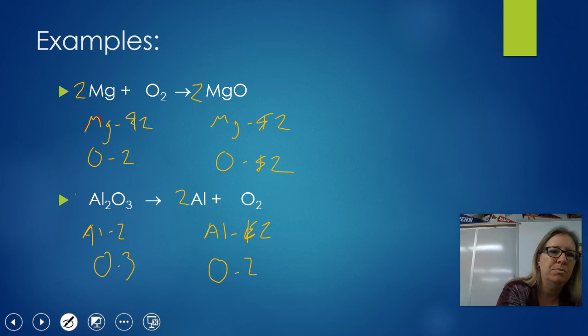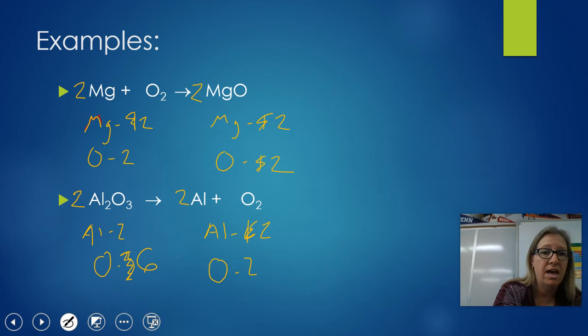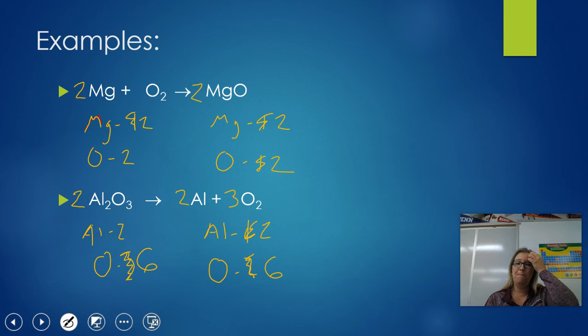So I'm going to go ahead and put a 2 here to turn that into 6. And I'm going to put a 3 there to also turn that into 6. Okay? But I can't forget about my aluminum. Putting this 2, change this to 4 aluminum. Stick with me. I know. Don't let your heads explode.